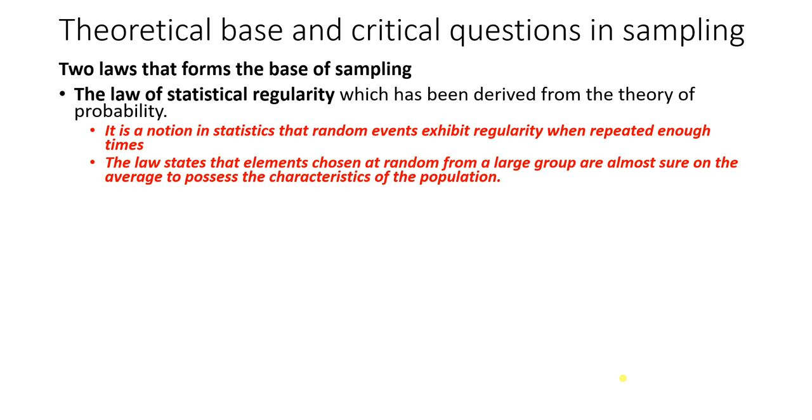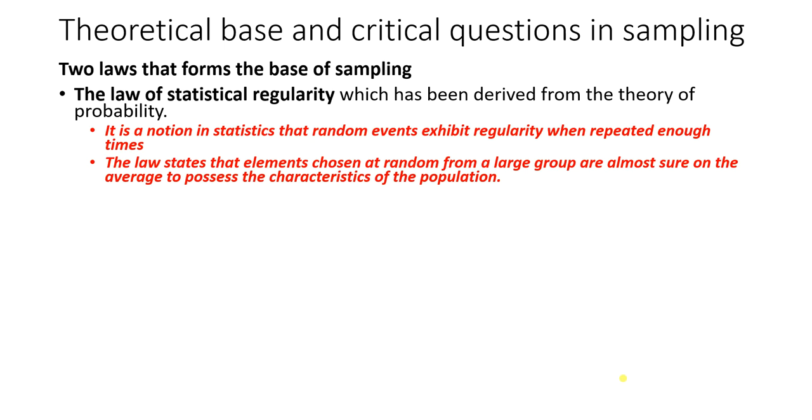For example, if we are tossing a coin, it can turn either head or tail. But after a number of trials, we will notice that 50% of the time it is coming head, and 50% of the time it is coming tail. So, as this law of regularity says, if the events are random in nature, and when those random events or experiments are repeated enough number of times, then the results show a regularity.